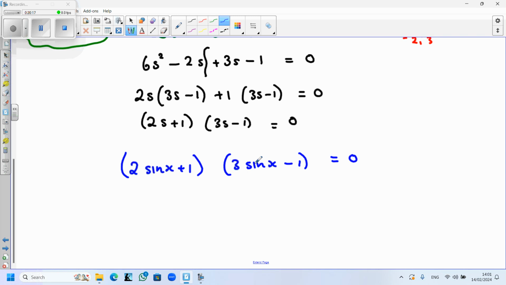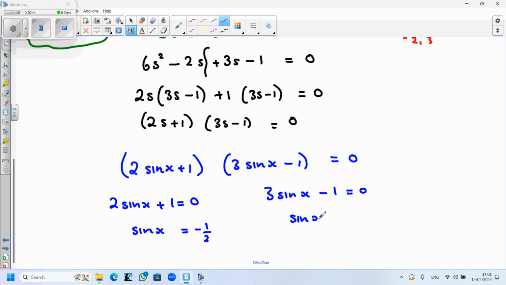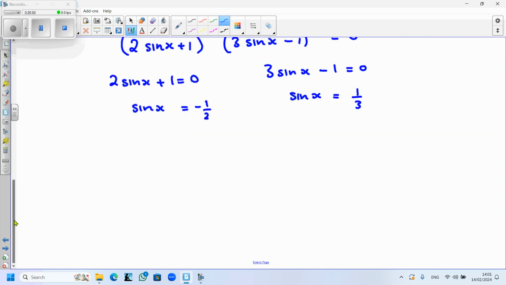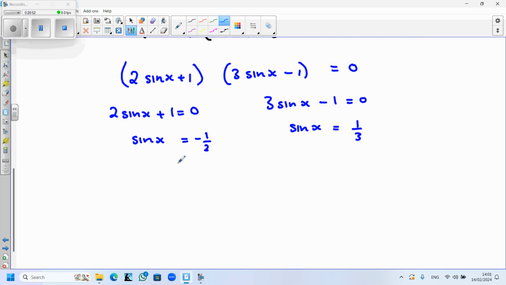So if we're multiplying two things together and the answer comes out to be 0, then we make 2 sine x plus 1 equal to 0 and 3 sine x minus 1 equal to 0. We'll rearrange that, and when we rearrange that one, we're going to get sine x is equal to minus a half. So we'll take 1 away from both sides, divide by 2. And on this side here, I'm going to have sine x, add 1 onto both sides, divide by 3, so sine x is 1/3.